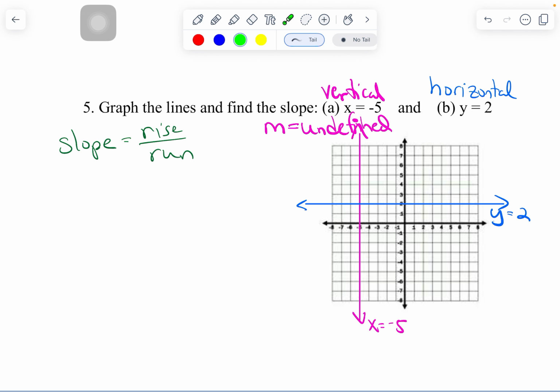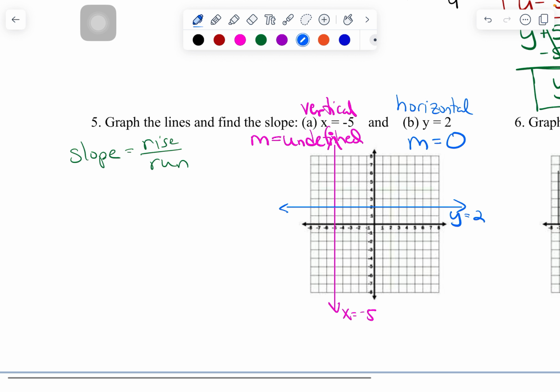Now for horizontal lines, we have lots and lots of run. Lots of change horizontally, no change vertically. So the difference is, in this case, you would have 0, no change in your rise over whatever change in run. That's 0 divided by something, so slope is 0. So all vertical lines have an undefined slope. All horizontal lines have a slope of 0. And that all goes back to rise over run. So that's problem number 5, part A and part B.